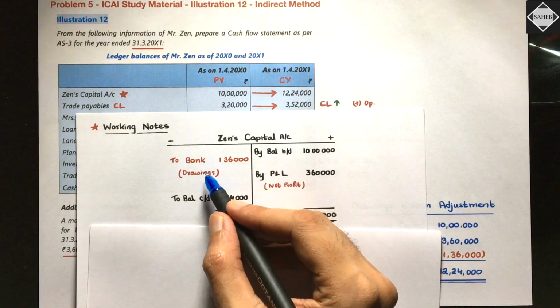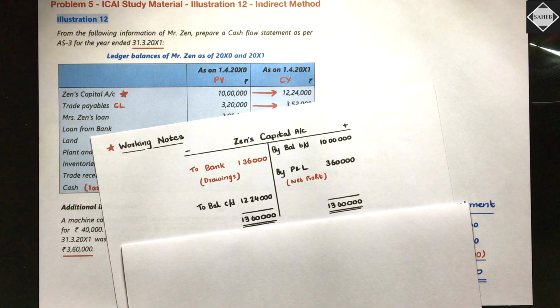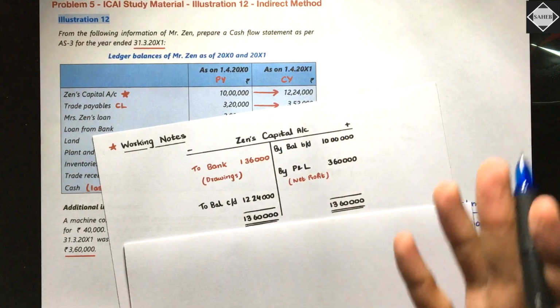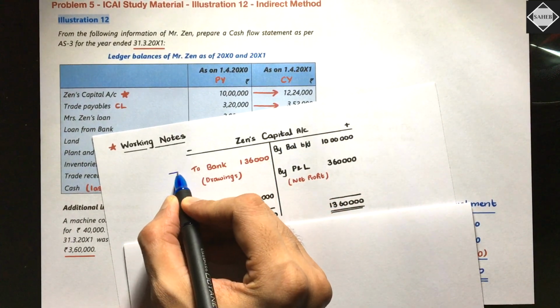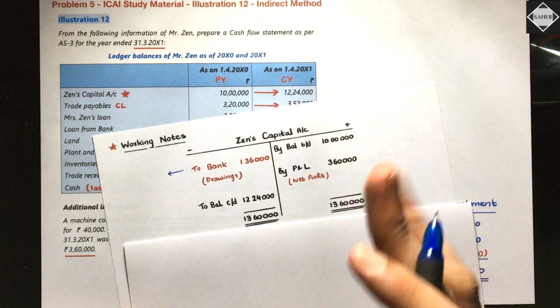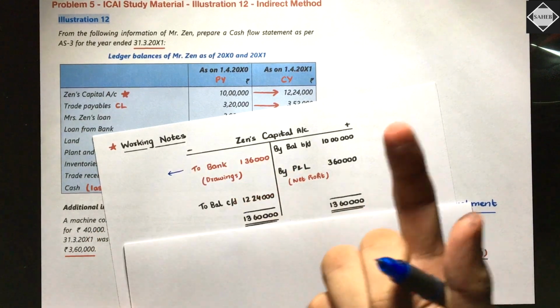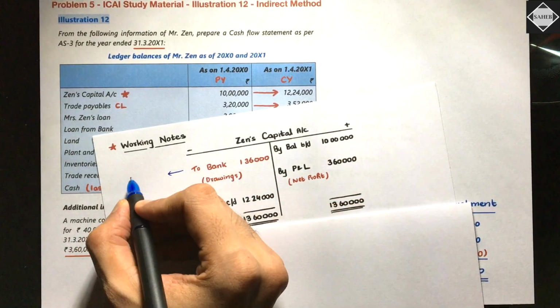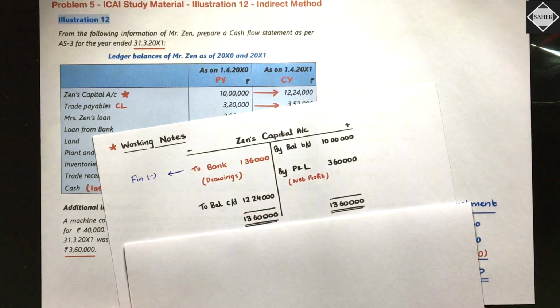Now this will impact the cash flow statement. Why? Understand, capital is related with financing activity. So if it is withdrawn, what is happening in the business? In the business, the money is decreasing. Capital is decreasing, that's fine. Money is also decreasing, right? So if money is decreasing, that is what is important for the cash flow statement. So this will be deducted in financing activity. Is it clear? Simple and straightforward.